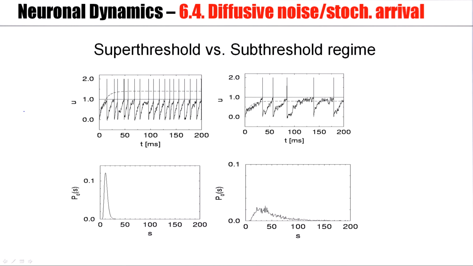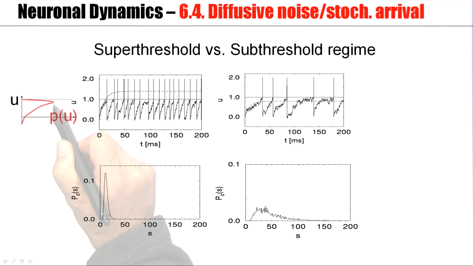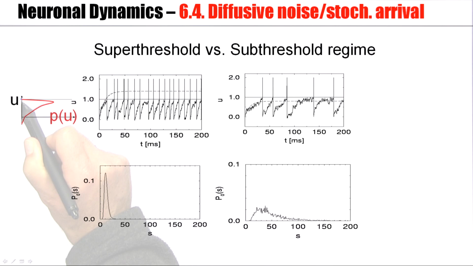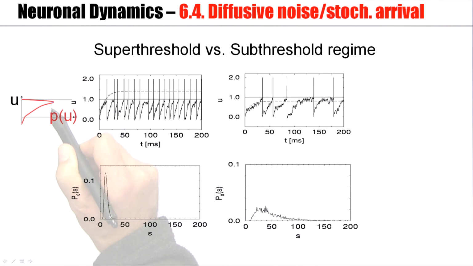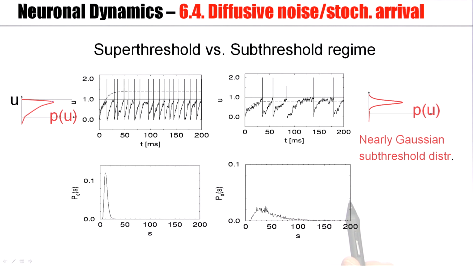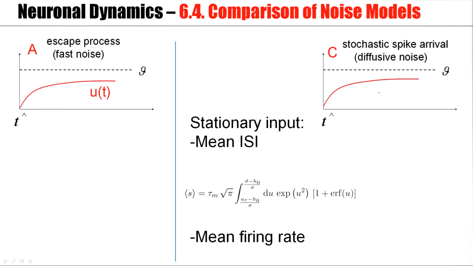So if you go back for a moment to the superthreshold and subthreshold discussion that we did last week, then we see in the superthreshold regime, a lot of density is just below the threshold. The density at threshold is zero. The distribution is highly non-Gaussian. Whereas in the subthreshold regime, the distribution is nearly Gaussian. It's not perfectly Gaussian, because a Gaussian always has a finite width at the threshold. But if you are far enough below threshold, then the distribution is well approximated by a Gaussian.